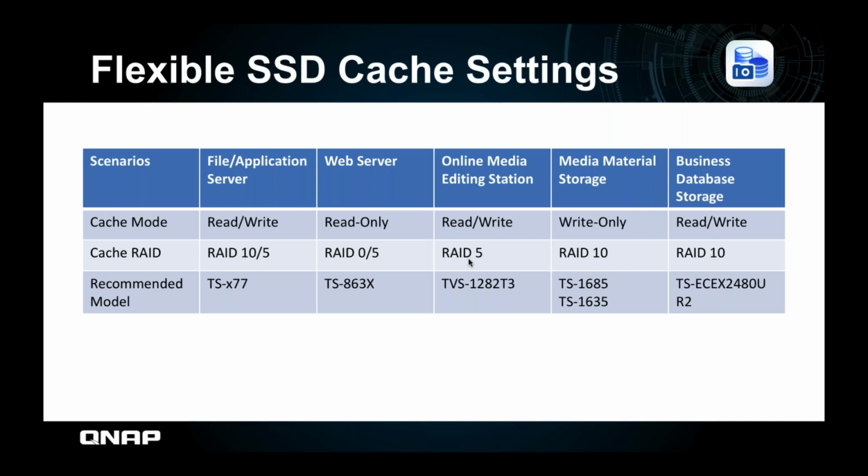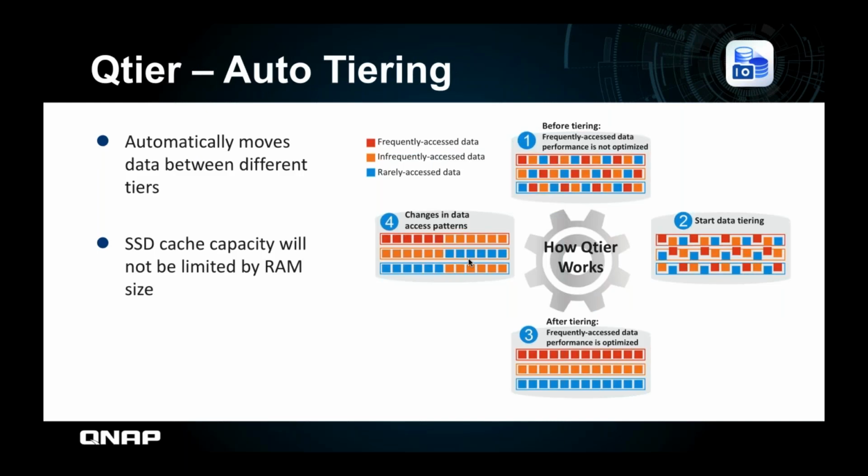You just have many different options. You choose the RAID configuration of your cache. You choose read-only or read-write. Soon you'll have write-only. You can choose to accelerate just random I/O or random and sequential. You have many options with your cache.